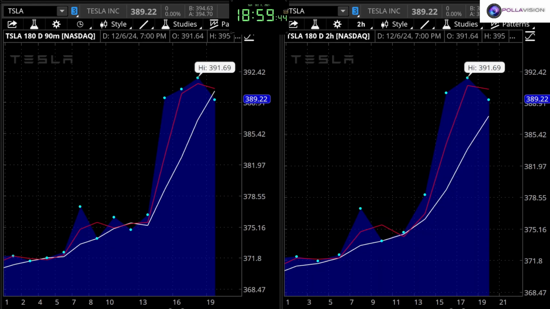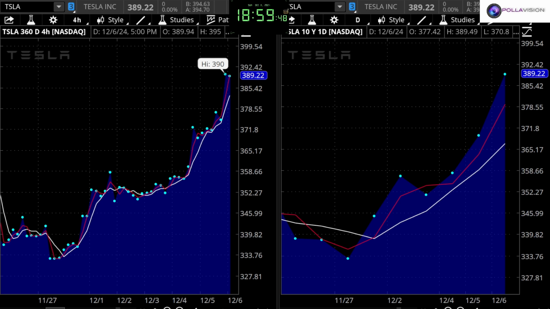And let's look at the 90. The 90 and the 120 and the 4-hour. Every one of them is pointing up. So what's the probability the stock price is going up? It's about 100%. This is what you want to trade. And this works also for longer term.